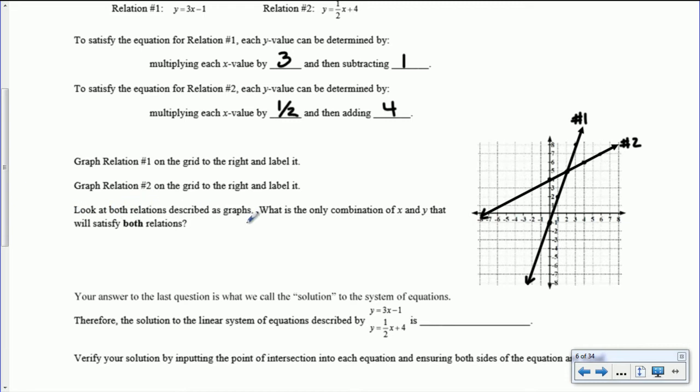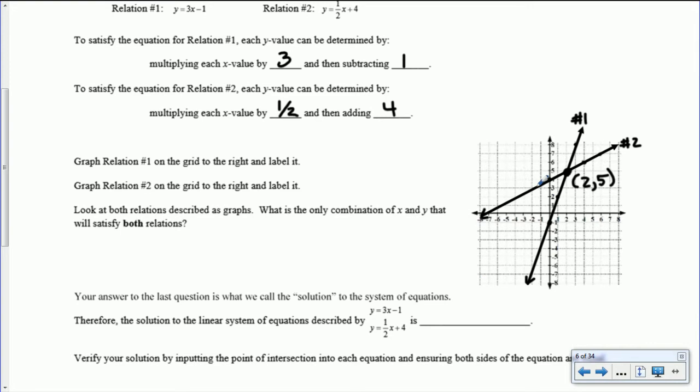Looking at the graphs, what's the only combination of x and y that satisfy both? It's got to be here. So where they coincide, which is at 2, 5. That satisfies both equations, right?